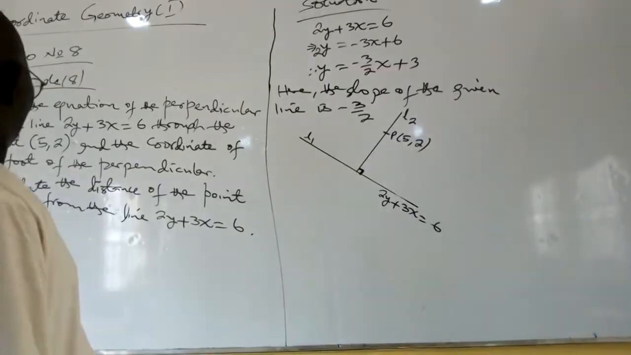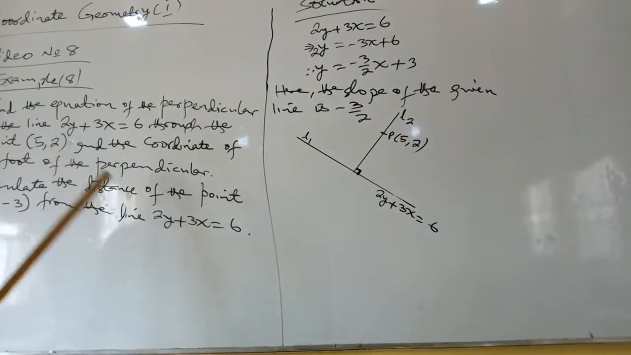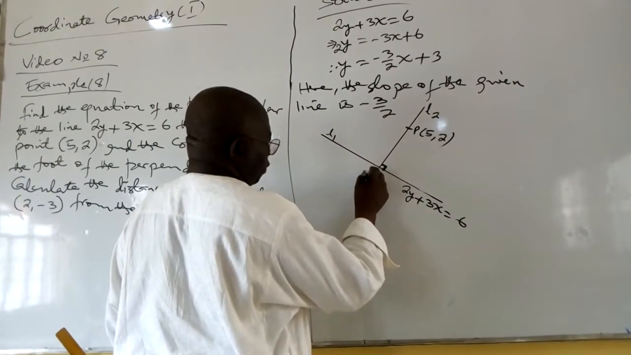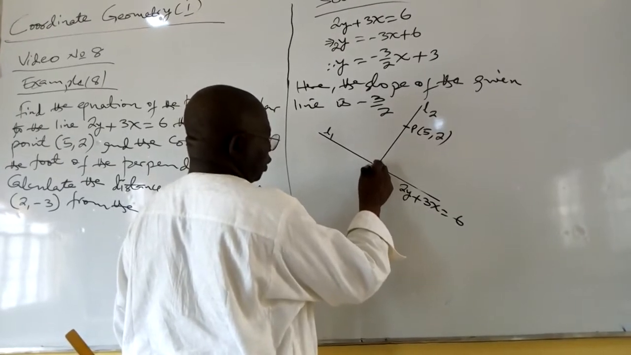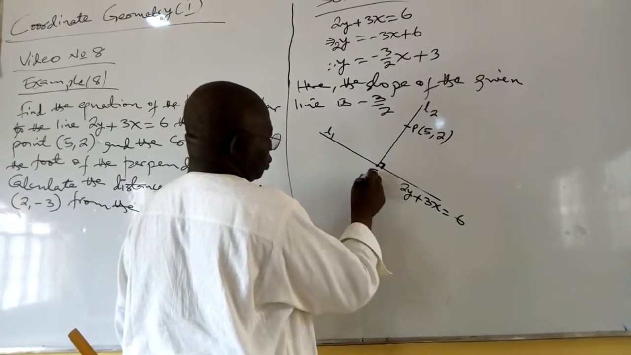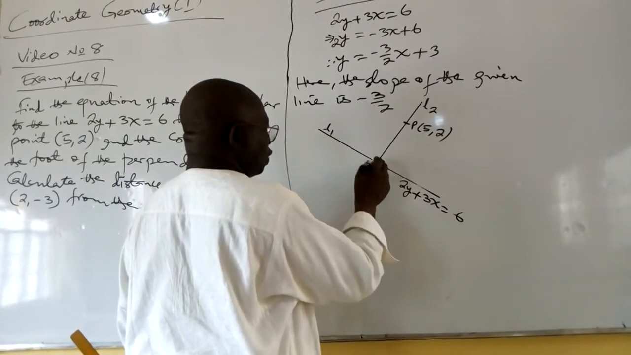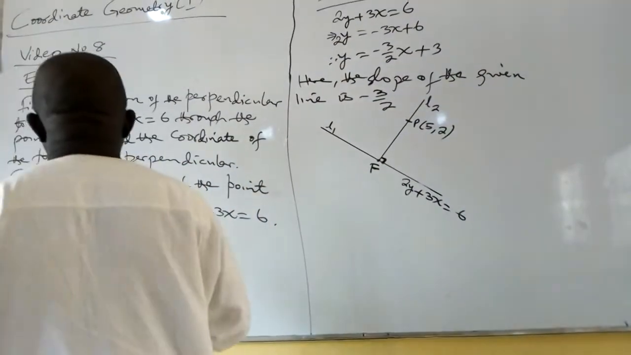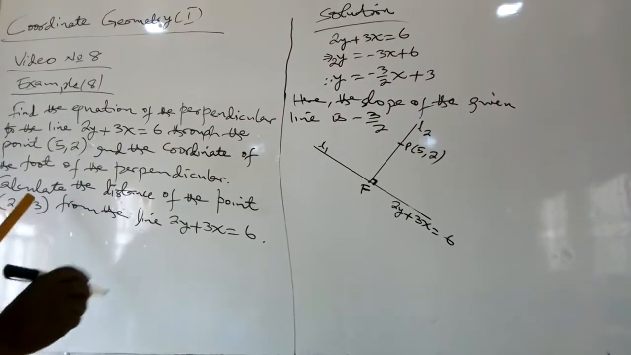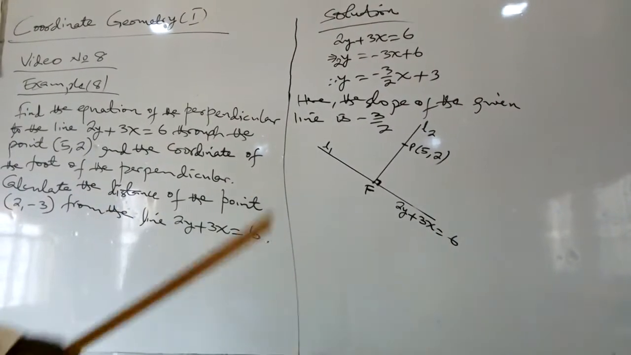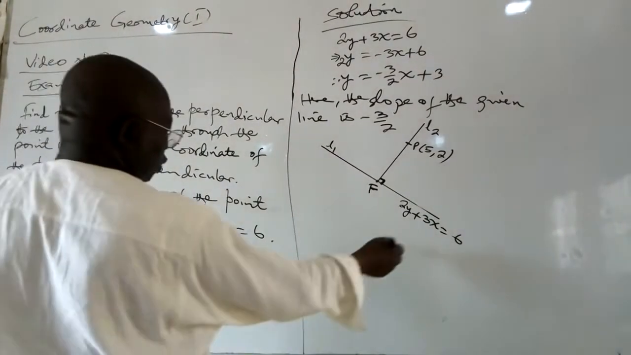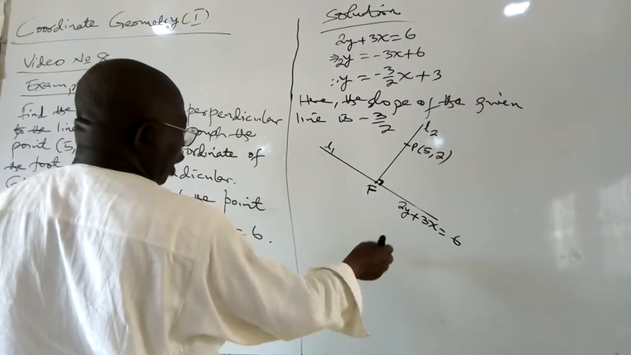Now, we are also to calculate the coordinate of the foot of the perpendicular. Let the foot of the perpendicular be F. The point of intersection of the two perpendicular lines is known as the foot of the perpendicular. We are to calculate the coordinate of this F. And then, we are also to calculate the distance of the point 2, minus 3, which is somewhere down here, from this line.